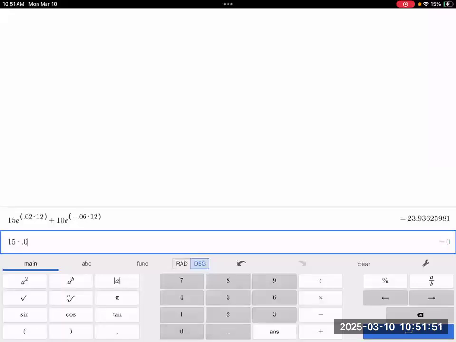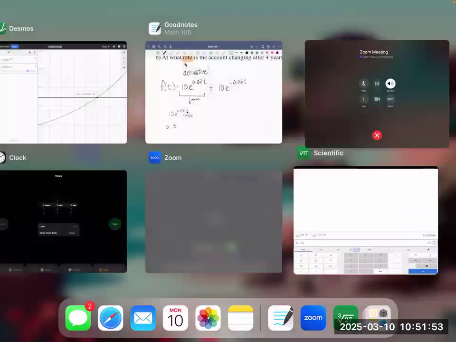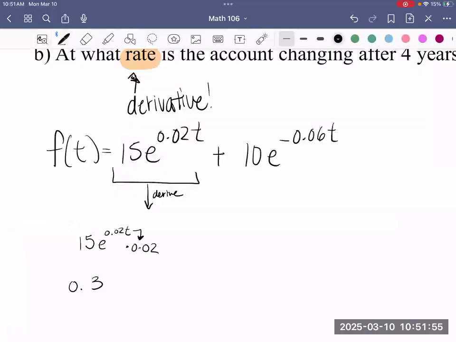15 times 0.02. Yep, 30. 3e to the 0.02t. So that is the derivative of your first. And then we'll add it, or, well, premature. So let's take the derivative of the second. So we have 10. Derivative of e is just itself. So writing the exact same thing.